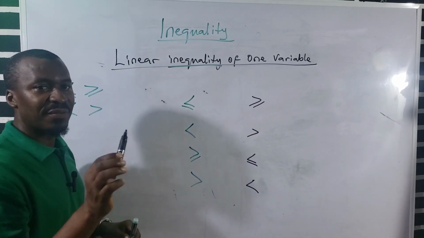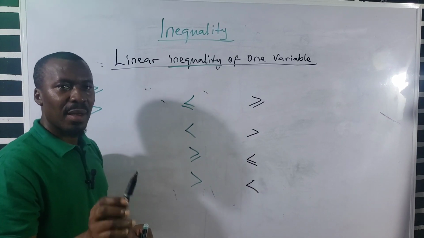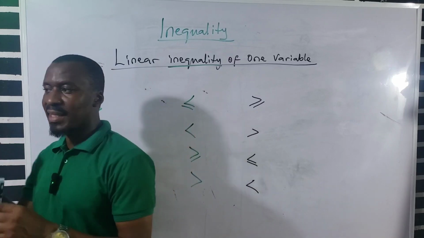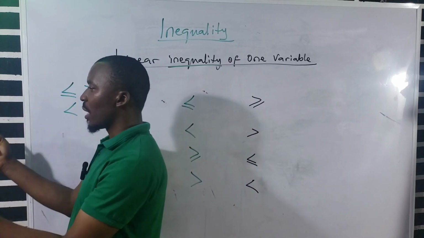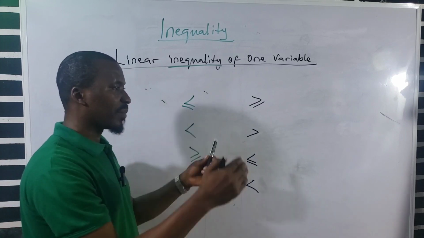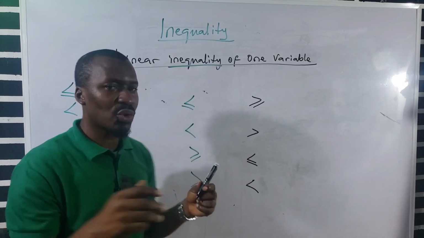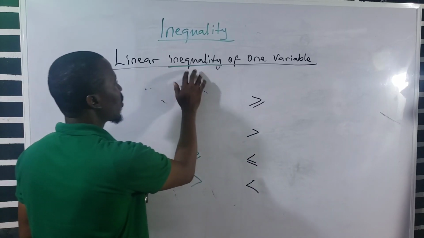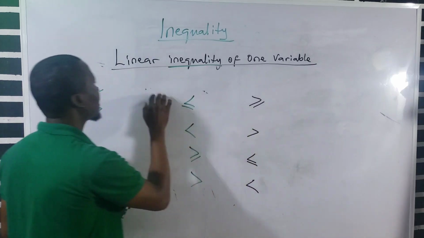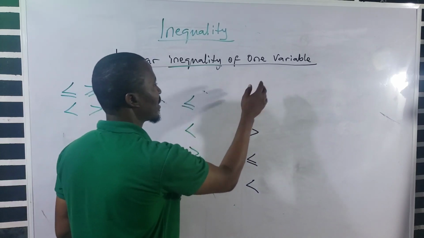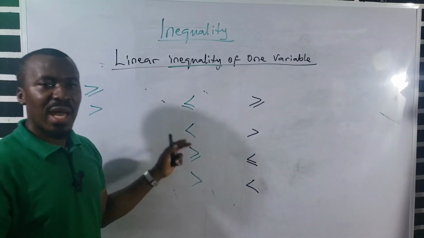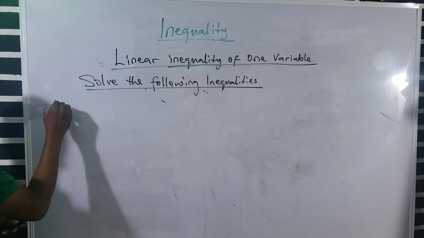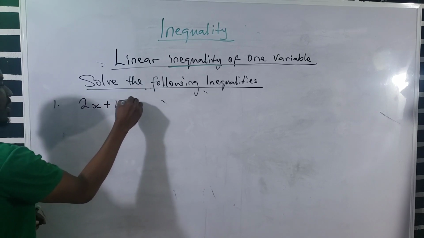So whenever we divide or multiply by a negative number, the inequality will change side. If it was facing this way, it will turn and face this way. That is the only difference between linear inequality of one variable and linear equation of one variable. So we are going to solve some examples so that you can see these differences. Number one, 2x plus 1 less than 5.